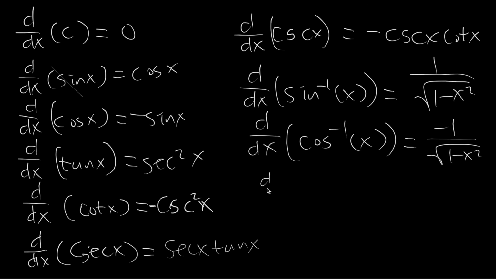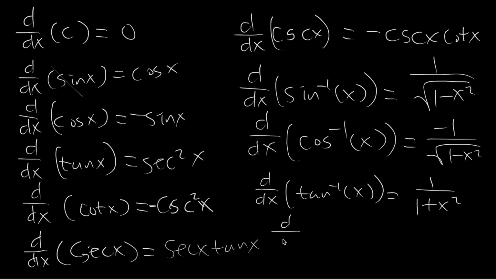For inverse tangent x, the derivative is equal to 1 over 1 plus x squared. And for inverse cotangent x, it is equal to negative 1 over 1 plus x squared. Right, so these are the derivatives.